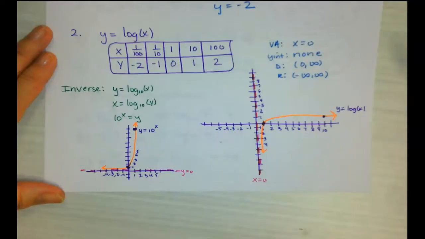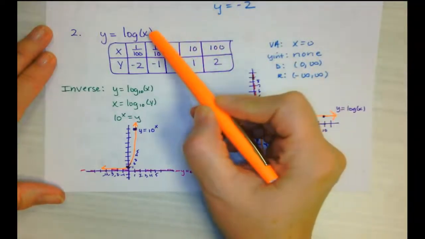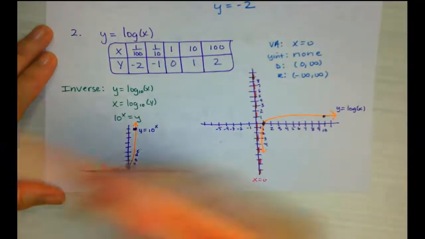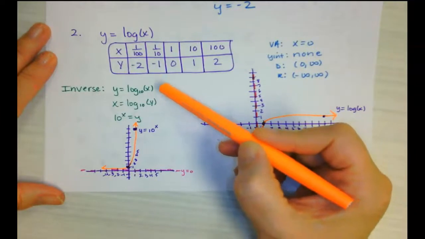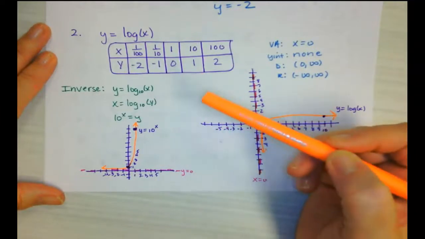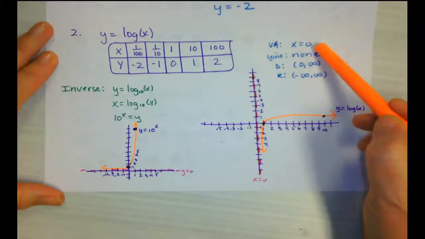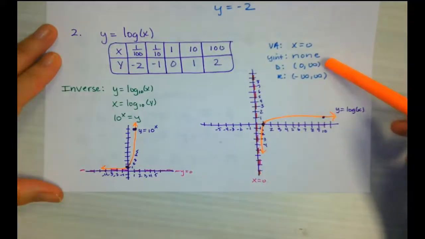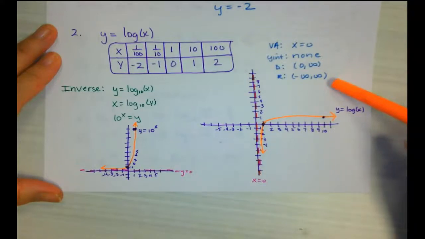All right, so now let's look at log of x. And so that's base 10, so that's log base 10 of x. And that is x equals 0. The y-intercept, there is none. The domain is 0 to infinity, and the range is negative infinity to infinity.